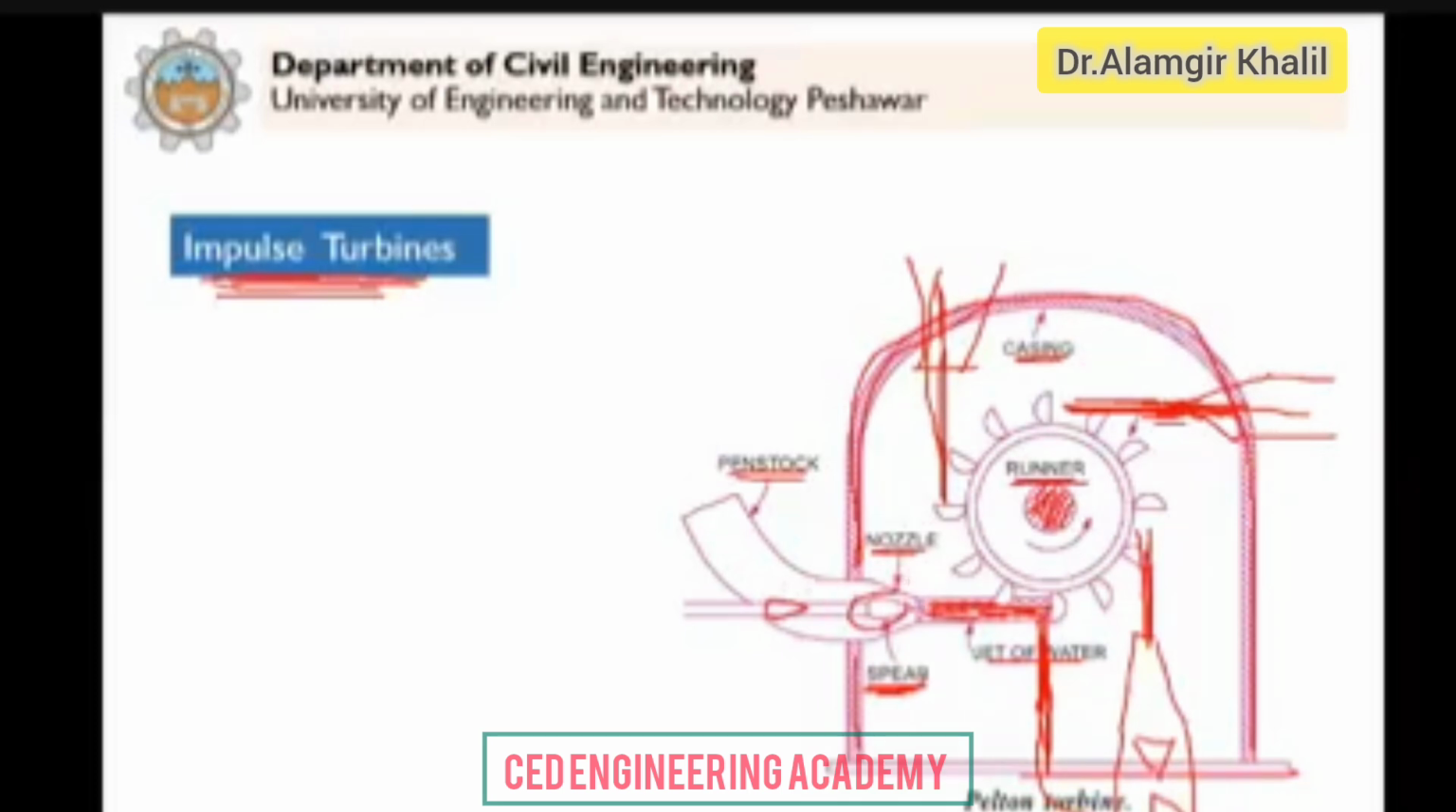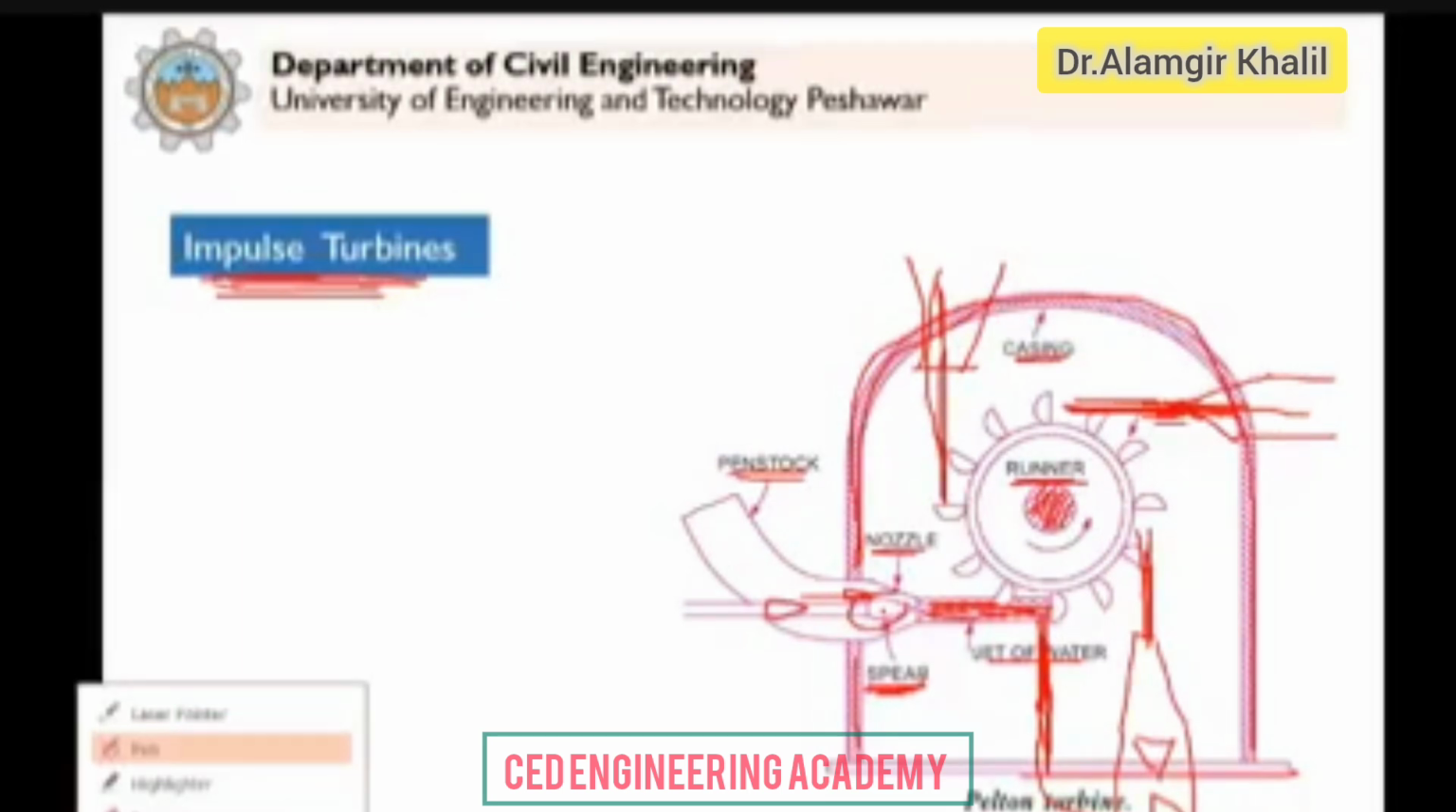But if we want to reduce the flow, we have to push this needle in the forward direction. When we push the needle in the forward direction, it will reduce the flow area. So when this needle comes here, it will reduce the flow area, and then a reduced quantity of water will strike this runner. This is how we can control the speed of the turbine. This arrangement is known as governor. In general, we call it governor to control the speed of the turbine.